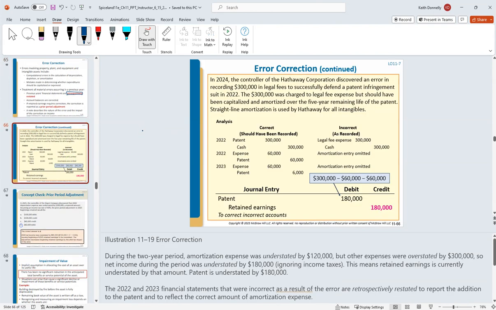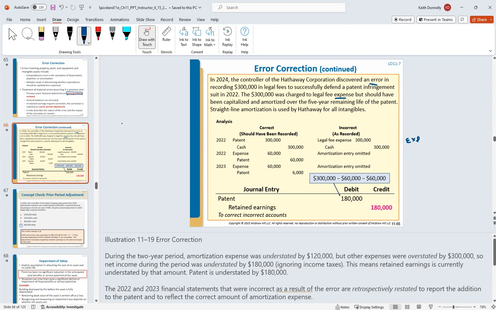So if we look at this example, it looks like in 2024, the controller of a corporation discovered an error in $300,000 in legal fees to successfully defend a patent. So what's going on here is it looks like the $300,000 was expensed. They expensed it, but because they won the lawsuit, we'll talk about this at the end of the lecture, they should have capitalized it, and then amortized it over 5 years, straight line. Amortization is used for intangibles.